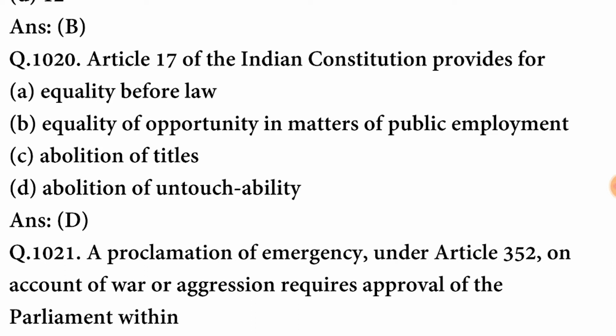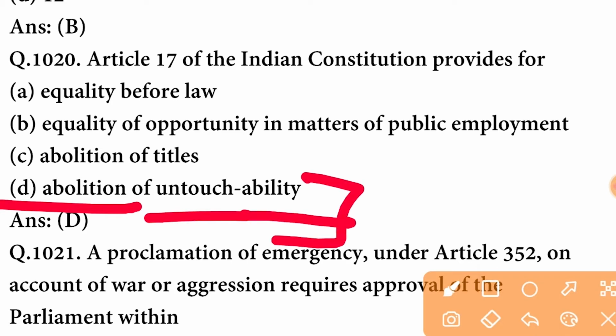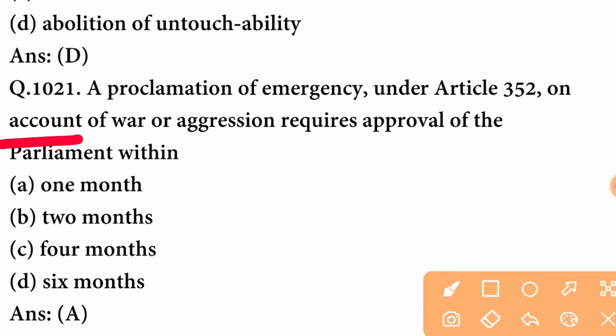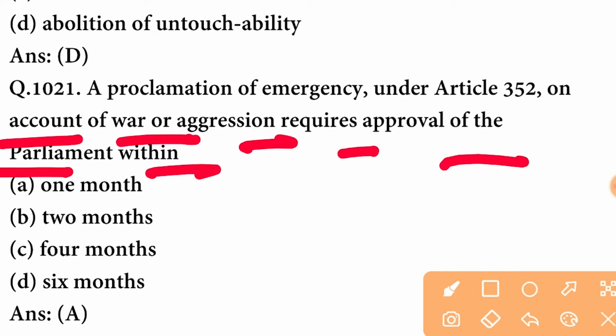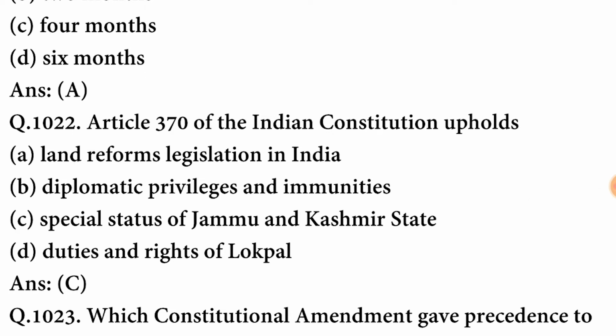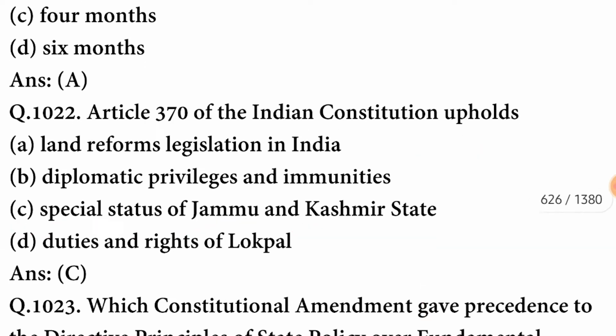Article 17 of the Indian Constitution provides for the abolition of untouchability. The option is correct. A proclamation of emergency under Article 352 on account of war or aggression requires approval of the Parliament within 1 month. A option is correct. Article 370 of the Indian Constitution upholds the special status of Jammu and Kashmir state.